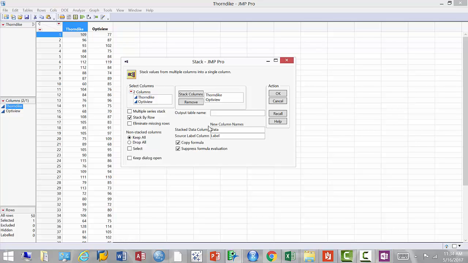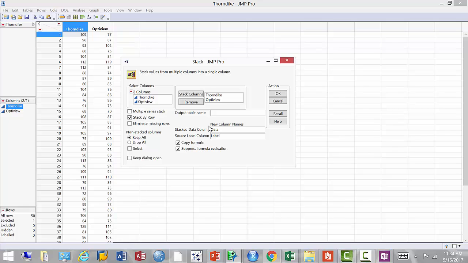But what needs to happen is some of these numbers, half exactly actually, in my stacked column will come from the population Thorndike, from the sample Thorndike. Another half will come from the second sample, OptiView, right? So I need to keep an indication which number comes from what sample. So therefore, it's not just a stack of numbers.